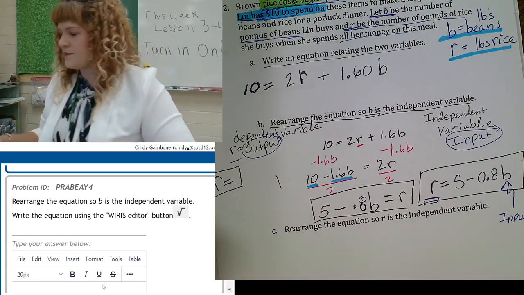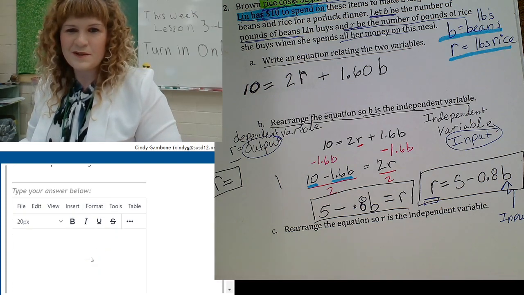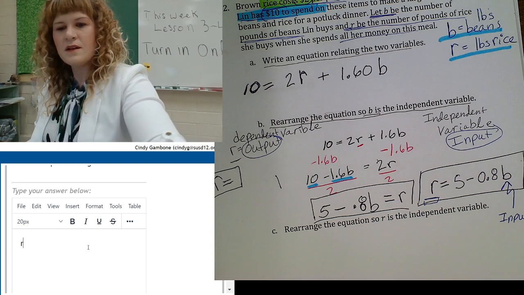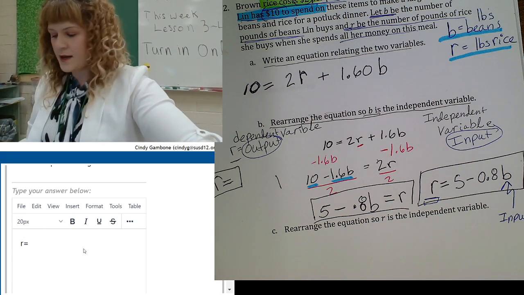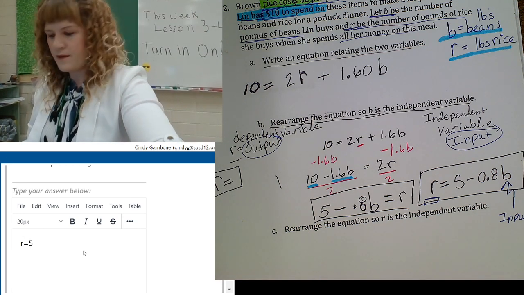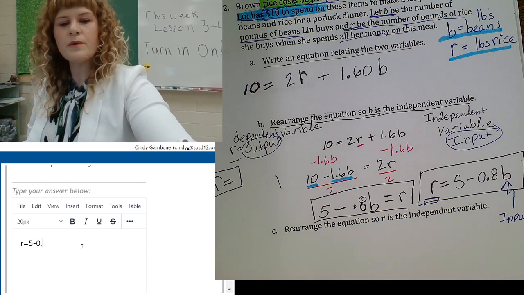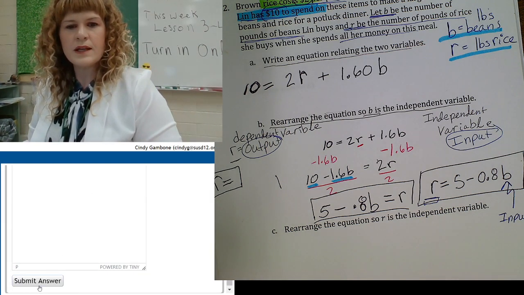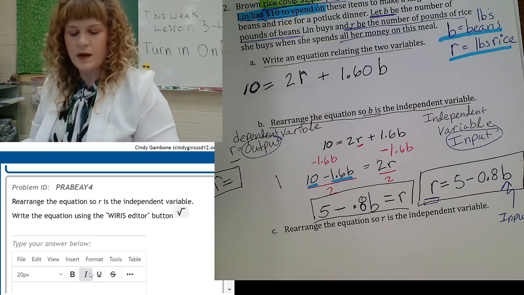Okay, if that wasn't confusing enough, don't worry. I'm going to do the next one for you. First, let me put in my answer. The pounds of rice equals 5 minus 0.8b. Type in your equation perfectly and submit it. Go to the next problem.